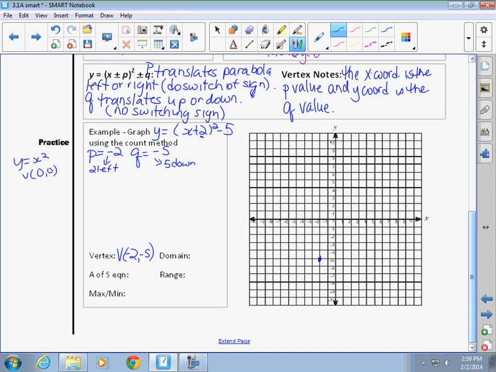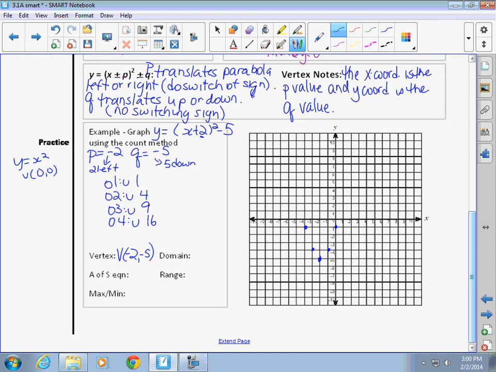So from my vertex, I'm going to do my basic count. Remember, the basic count is over 1, up 1, over 2, up 2 squared, so 4, over 3, up 3 squared, so 9, over 4, up 4 squared, so 16. You can put little dots in there so you know. Okay, so let's try graphing that and see what happens. Over 1, up 1, over 1, up 1. Remember, you're always going back to your vertex. Over 2, up 4, and over 2, up 4.